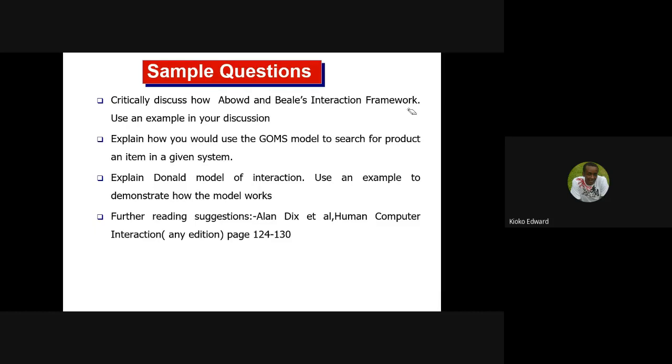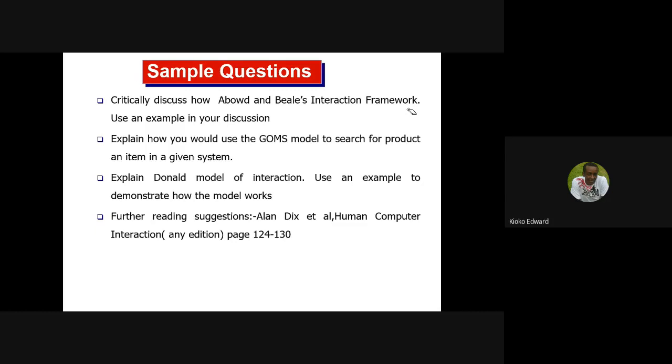Then, explain the Donald Norman model of interaction. Use an example to demonstrate how the model works. This one, you have also been asked to give some examples. That means as you're explaining some parts, you are going to be giving some examples in between.